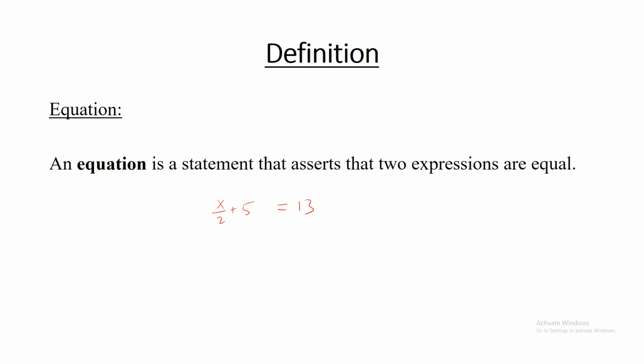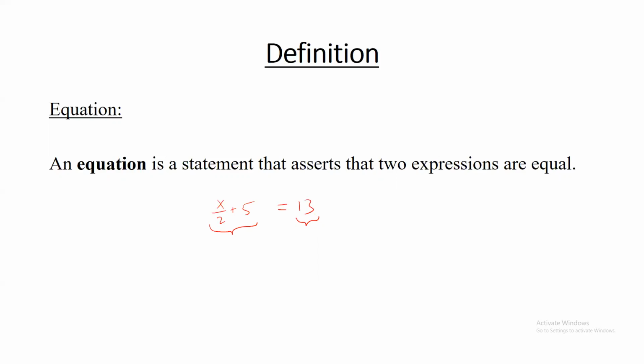Now, because an equation is an expression that says that two expressions are equal, it basically means that whatever is on the left is completely identical to what's on the right. It seems like I'm saying something redundant, and maybe I am, but it's a very important point to grasp. For the purposes of this equation, the expression x over 2 plus 5 is exactly the same as the expression on the right, which in this case is 13.